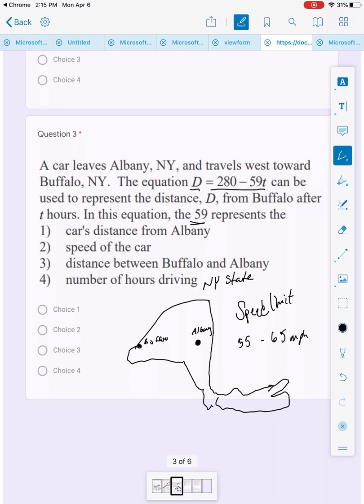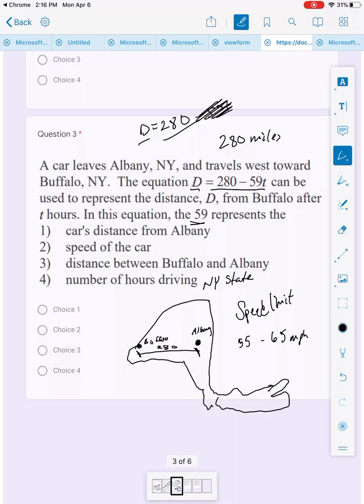Okay. Now, I just want to clarify what the 280 represents. So we look at our equation, and it says D equals 280 minus 59t. Now, D is distance. Well, let's say we just forgot about my 59t. The distance is equal to 280. Well, 280 represents the distance from Albany to Buffalo. It's 280 miles away. So to make that trip, you have to travel 280 miles.